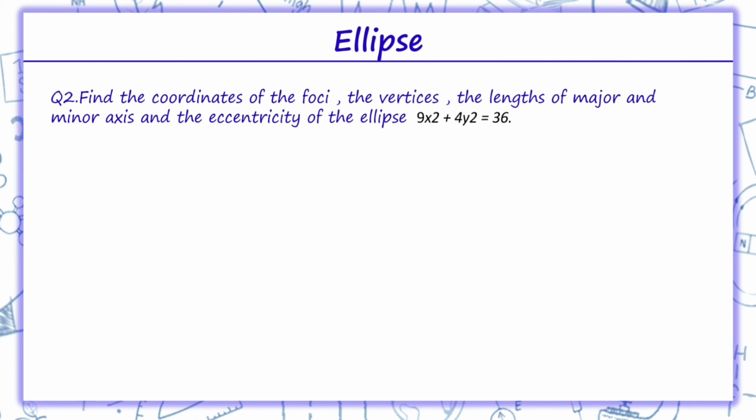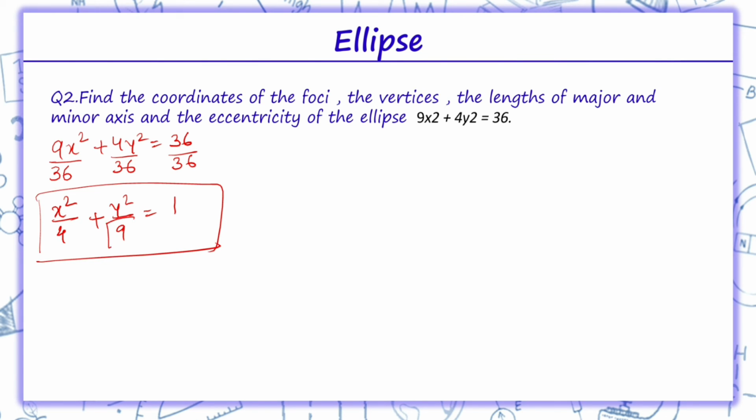Next question, we have to find again the coordinates of foci, vertices, length of major and minor axis, and eccentricity. But the equation now given to us is 9x square plus 4y square equals 36. Now, if we compare with the standard equation, in the standard equation on the RHS there is 1. So, therefore, we have to divide each term by 36 to bring the RHS equal to 1. Thus, the equation will become x square by 4 plus y square by 9 equals 1.